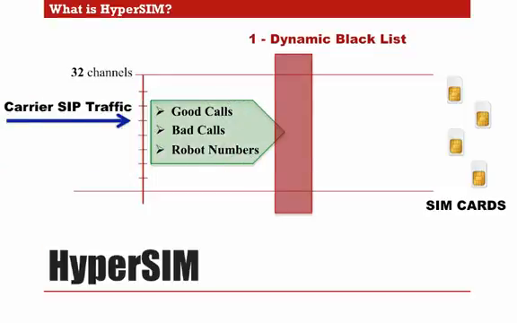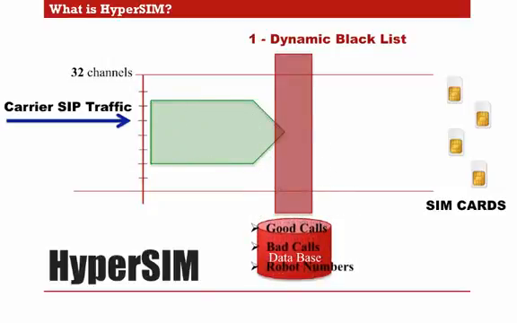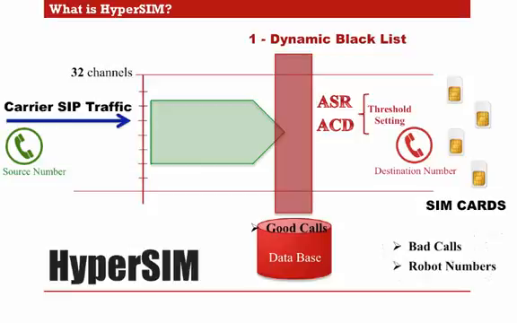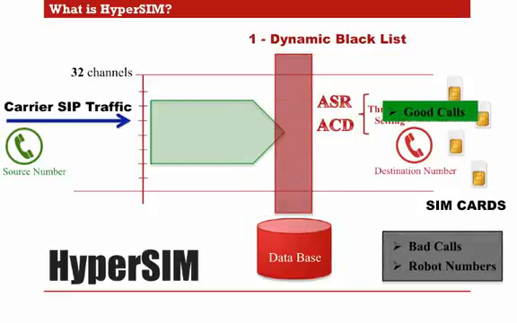Dynamic blacklist receives and stores all incoming SIP traffic in a database. Then it searches and monitors each number based on the ASR and ACD hypersim threshold settings from the source number and destination number. Thus, when an incoming number is below the pre-configured threshold, the hypersim will store it in the dynamic blacklist, allowing only good calls to be dialed.